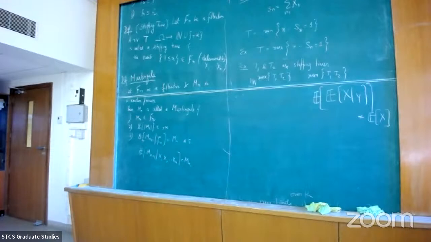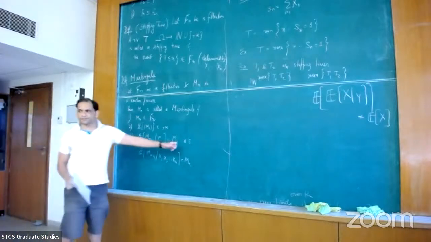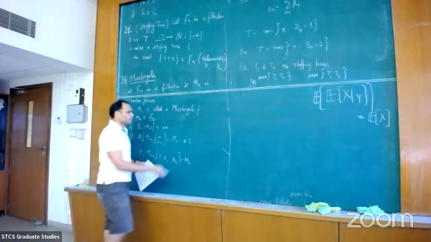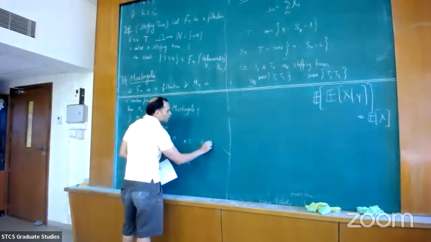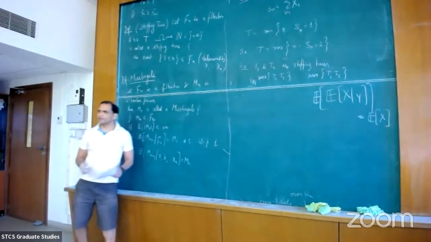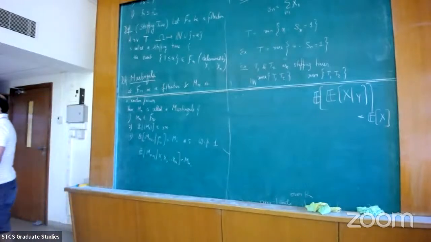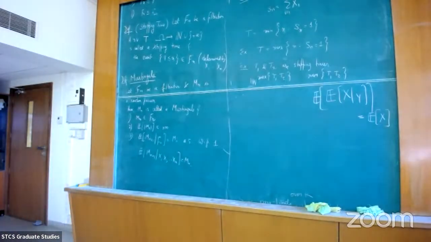Is that almost clear? This one, yes. What does almost surely mean? We did this in class. Anytime I say almost surely, it means that the event happens with probability 1.